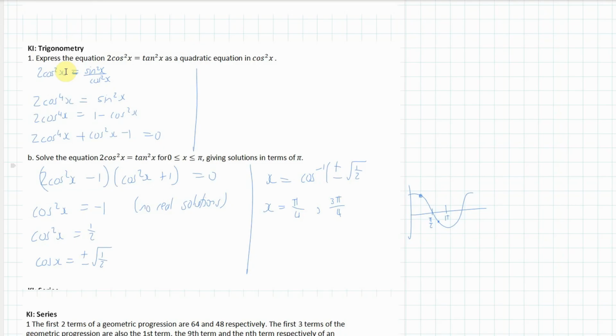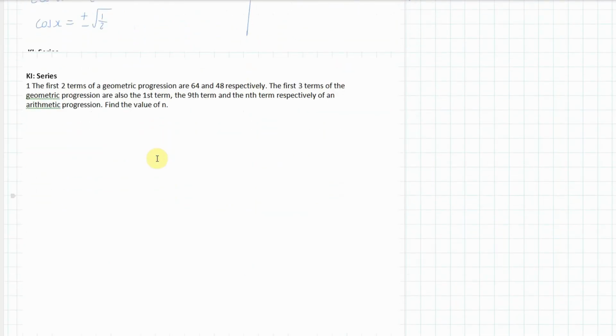And then next one is a series question. The first two terms of a geometric progression are 64 and 48. So a equals 64, ar equals 48, and therefore r is equal to 48 over 64, which is 3/4. So that's a little bit of information there.